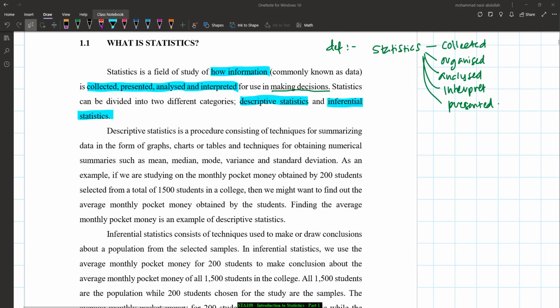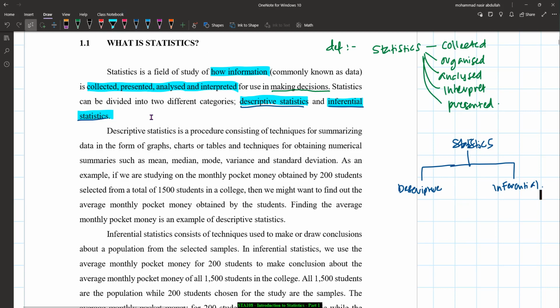So we know that there are two types of statistics. First one is descriptive statistics. Another one is inferential statistics, right? So I boleh tulis kat sini, statistics can be divided into two types. First is descriptive statistics. Another one is inferential statistics. So what is descriptive statistics?